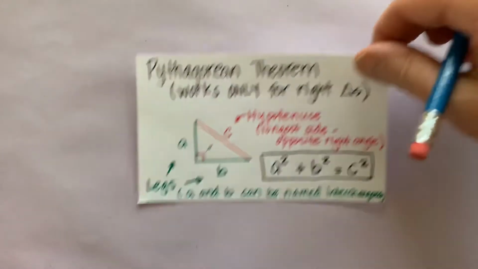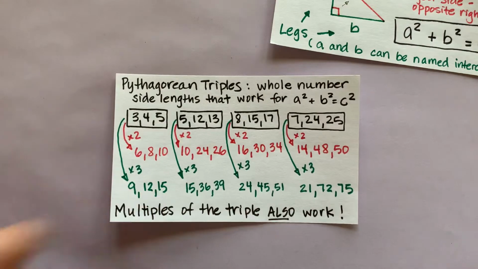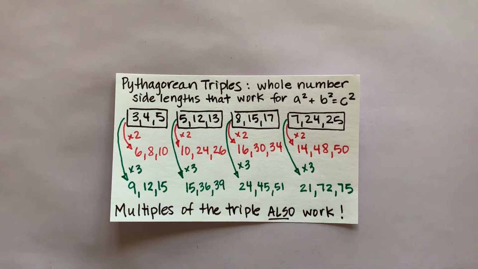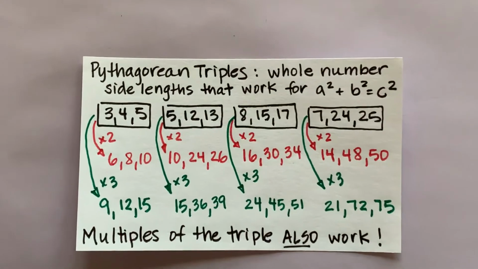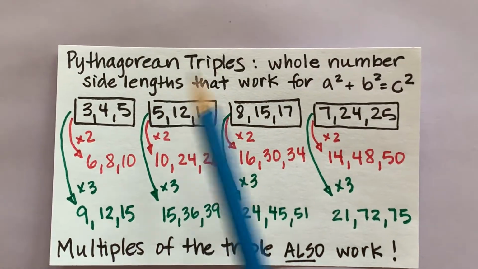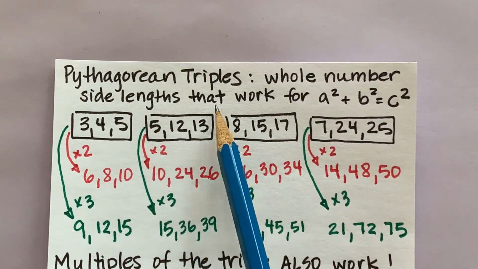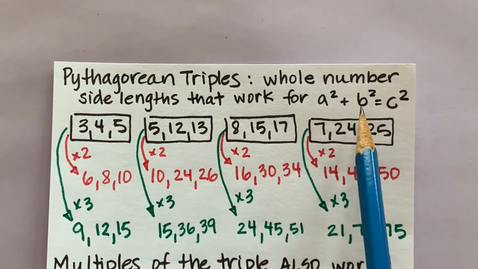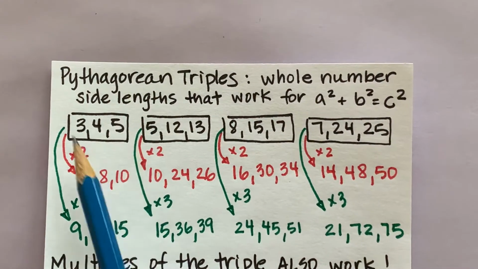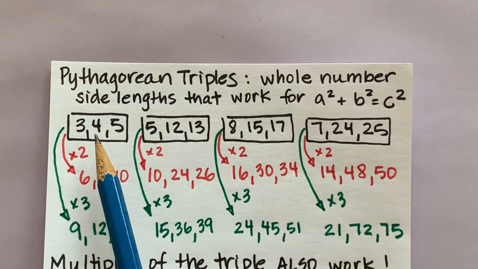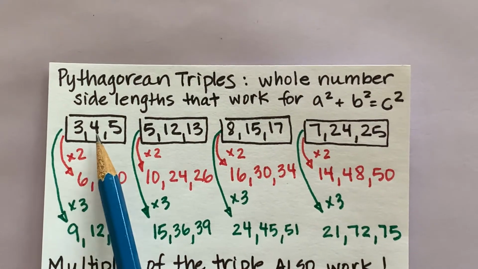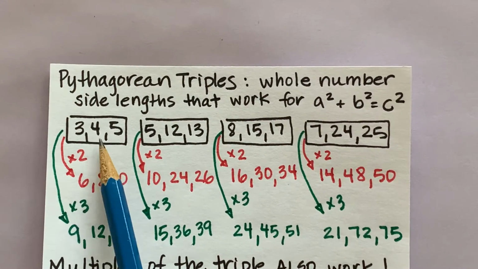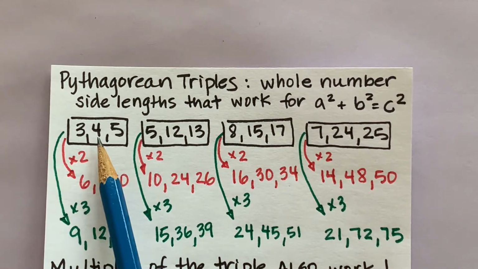Okay, now that we've got Pythagorean theorem, let's go ahead and look at Pythagorean triples. Pythagorean triples are really cool because once you see the pattern, sometimes you can figure out the problem without actually having to solve. Let me zoom in a little bit here. Pythagorean triples are whole number side lengths that work for A squared plus B squared equals C squared. So for example, if I have a right triangle and the side lengths are 3, 4, and 5, then I know that 5 is the hypotenuse, 3 and 4 are the legs.